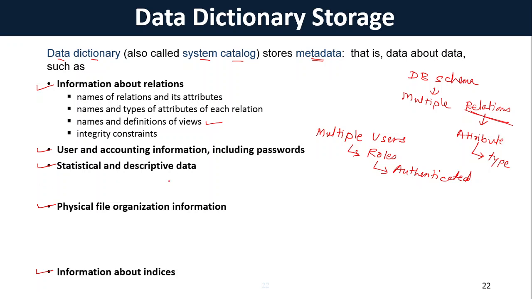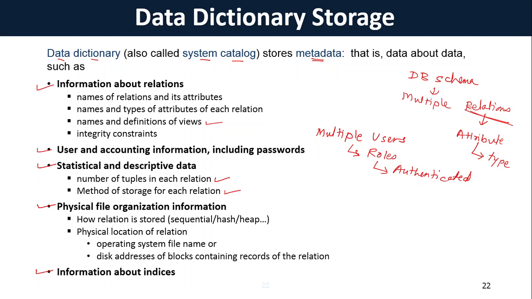Further, the statistical and descriptive data. Under statistical and descriptive data, the number of tuples in each relation is stored. The method of storage for each relation, how the relation is being stored, is also stored. Okay. Further, under physical file organization information, we may have such kind of information: how the relation is stored, whether sequential file organization is used, whether hashing is used, whether a heap structure is used to store the relation. That kind of information is stored in the data dictionary.